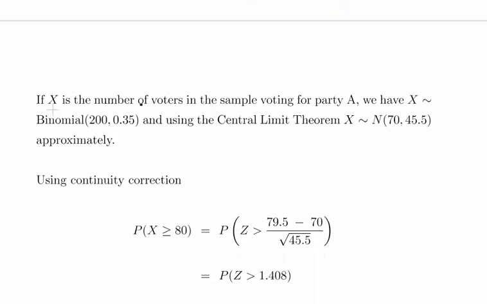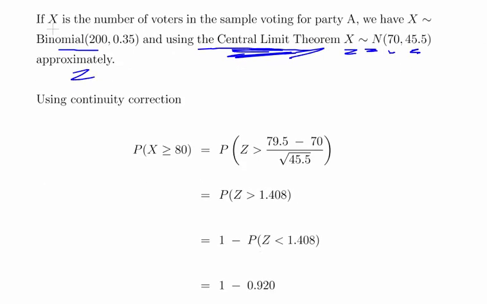So if x is the number of voters in the sample for party A, we have x is binomial, and we're using the central limit theorem. Essentially, it's a large sample size. Actually, just state that: using the central limit theorem to justify this. Use it in a sentence in your answer. We can approximately say that x is a normal distribution with mean 70 and a variance of 45.5, approximately. Remember, it's approximate. It's not going to be exactly the answer, but that's not the point.